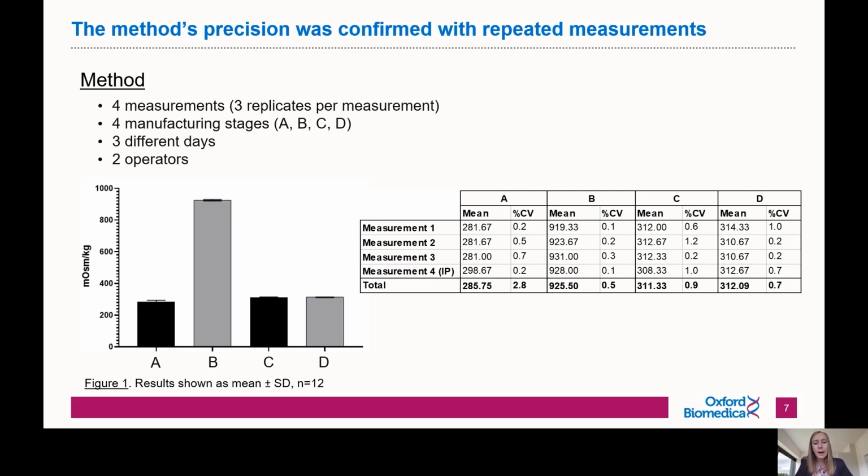There is a slightly higher variation when we look at one of these stages. However, this may be due to the intermediate precision measurement being slightly higher in terms of mean values compared to the previously obtained one. And at this point, it wasn't necessarily a matter of concern. It was just an initial characterization that was performed.